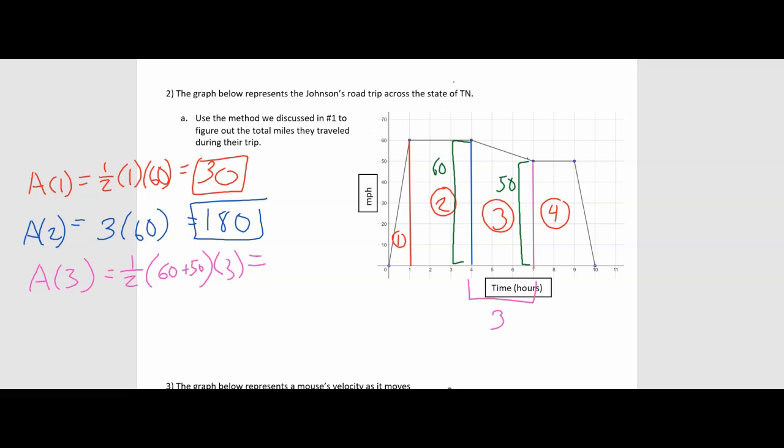So if I multiply all of that together, that ends up giving me 165. And I have one more trapezoid for number 4.